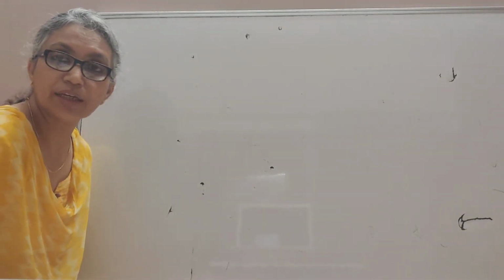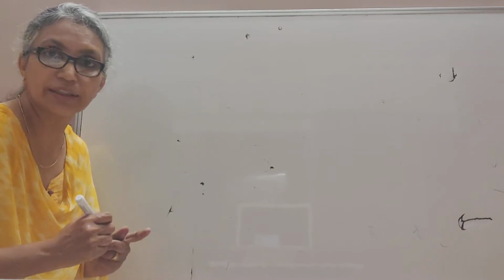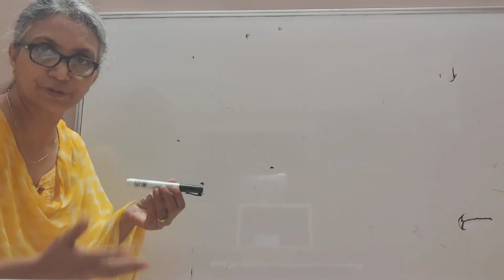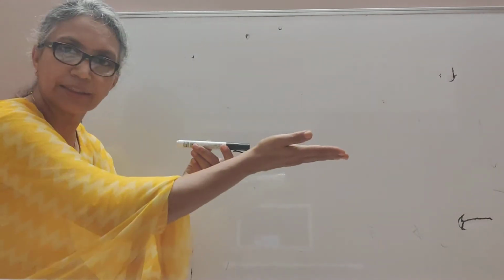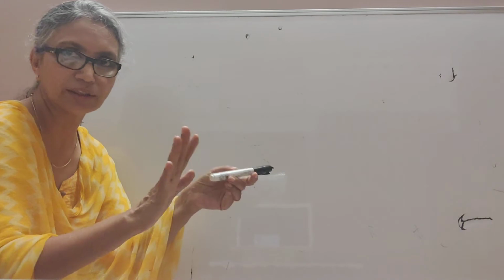Now I am going to take an external field. See, your electric dipole has a field around it. We derived the expression for E axial and E equatorial. So that's over.